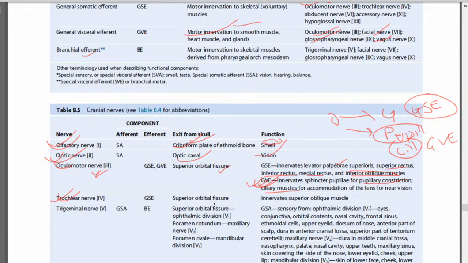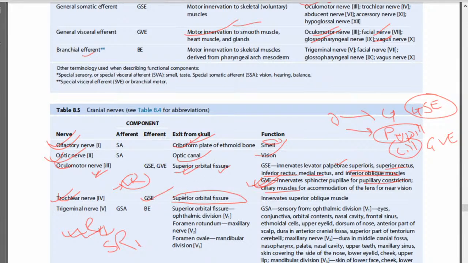The trochlear nerve is the fourth nerve, and it has general somatic efferent. It basically supplies the lateral rectus muscle of the eye, carrying the information from the brain to that muscle. Therefore, it is general somatic efferent. It exits through the superior orbital fissure.